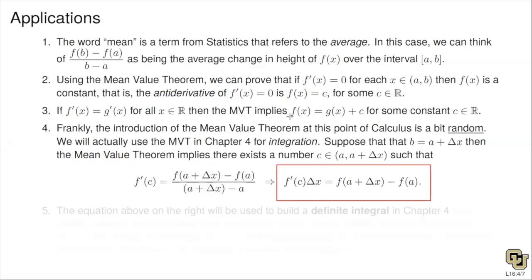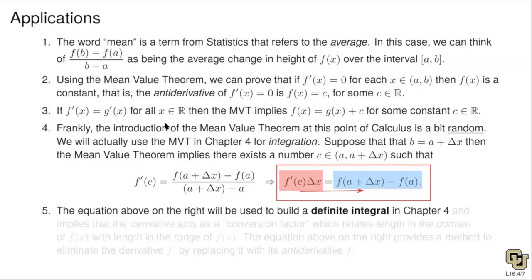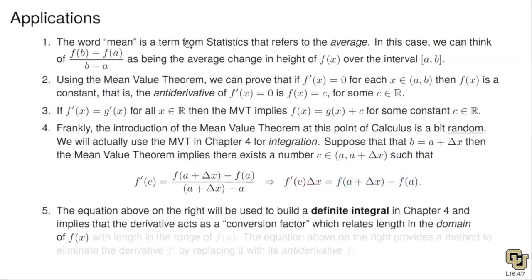And I know I told you to always read an equation left to right and right to left. Here, the really important direction we want to look at this equation is from left to right. What you should notice is that we were able to replace this expression, which involves a derivative, with this expression on the right-hand side, which has no derivatives in it, and involves the antiderivatives. So this equation here in the red box on the right will be used to build a definite integral in chapter 4. And the derivative here acts as a conversion factor.